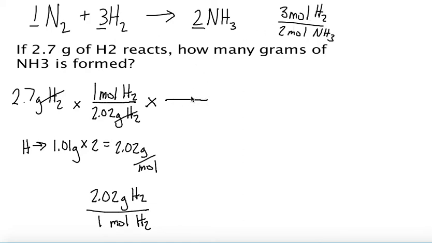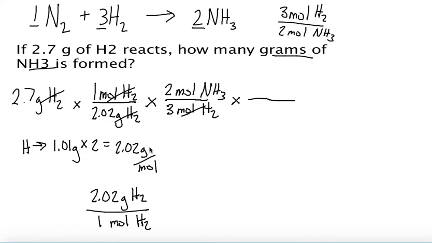Let's see. We want to figure out moles of NH3. So moles of NH3 is going to go on top. There are 2 moles of NH3 for every 3 moles of H2. Okay? Moles of H2 diagonal from each other will go away, leaving me with moles of NH3. Okay, now I'm halfway there. I've got moles of NH3. And now all I have to do is convert it one more time into grams of NH3.